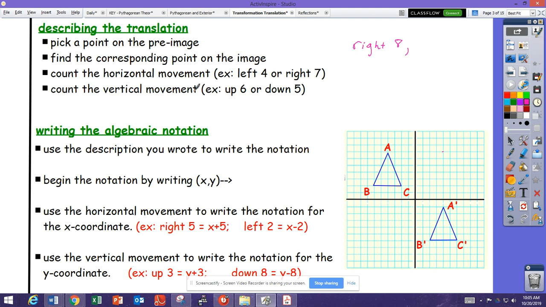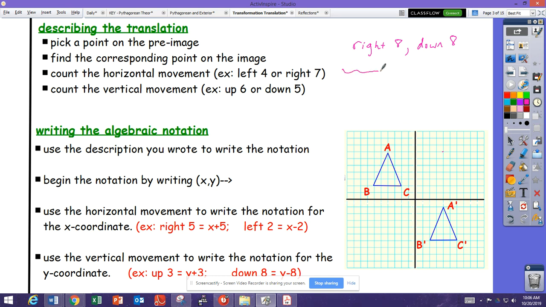And then I'm going to count the vertical movement. Vertical is up or down, and count how far. In this case, I have to go down. So from there, I'm going to go down 1, 2, 3, 4, 5, 6, 7, 8. So I went down 8. That would be just describing the translation. That tells me how the shape moved: it went to the right 8 and down 8. And that would be true for any of the points you picked. If you started with B to go to B prime, you would go to the right 8 and down 8, and the same with C.